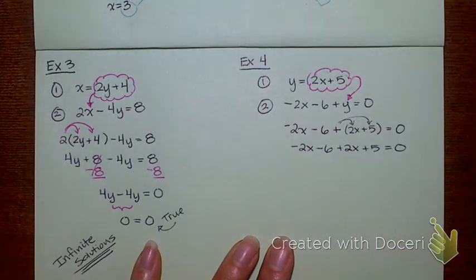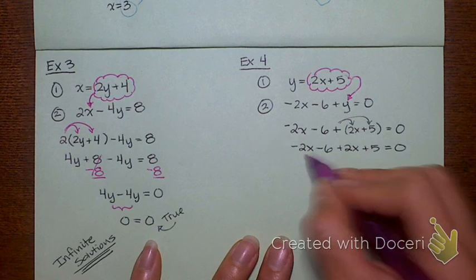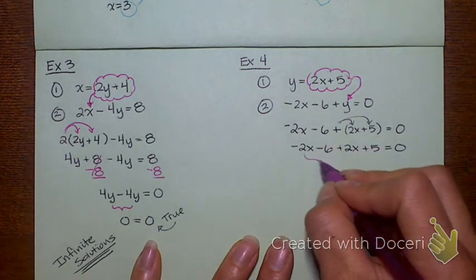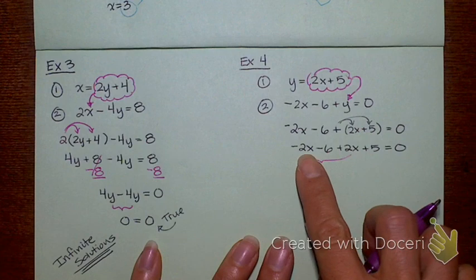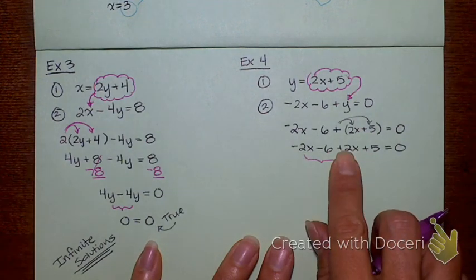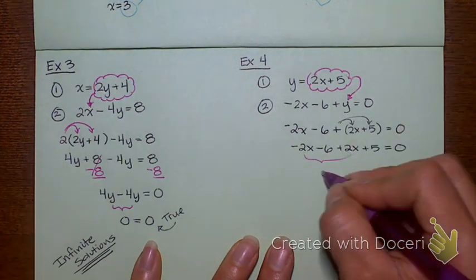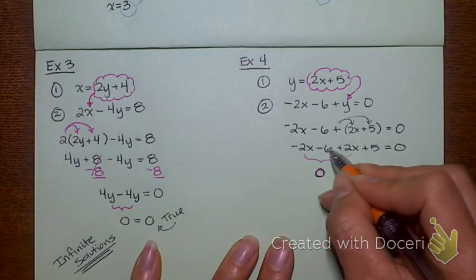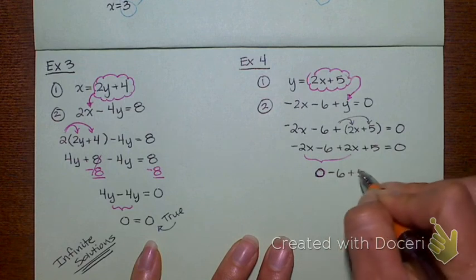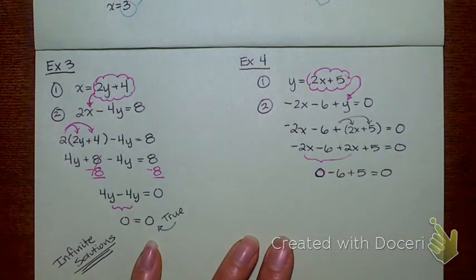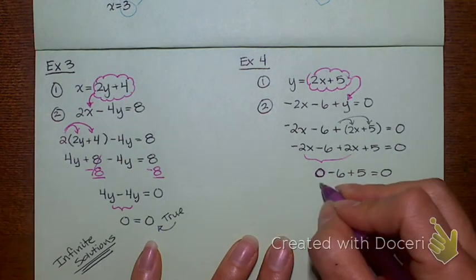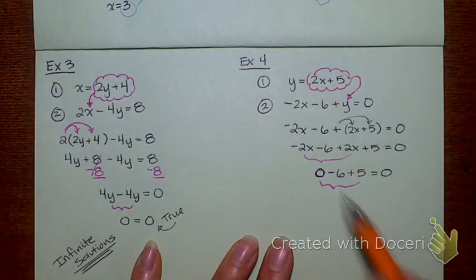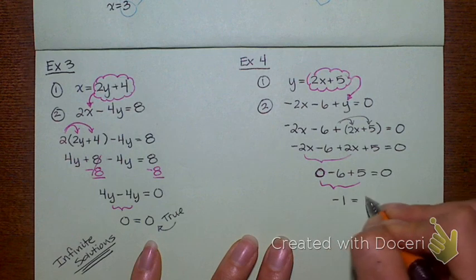Okay. And then now I'm going to simplify. So let's combine my like terms. Okay. What do I get when I combine negative 2x and positive 2x? Negative 2 and positive 2. 0. 0x, which is really just 0. So I get 0 for that, right? So I get 0 minus 6 plus 5 equals 0. Now, what does all these like terms combine to make? Negative 1. So I get negative 1 equals 0.